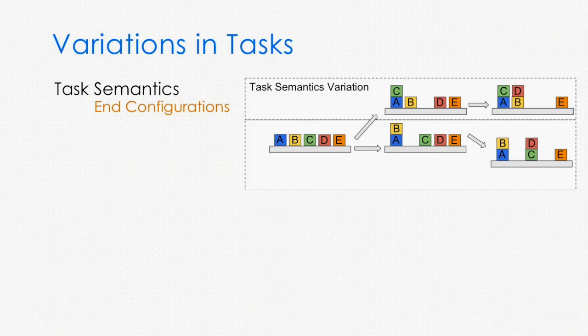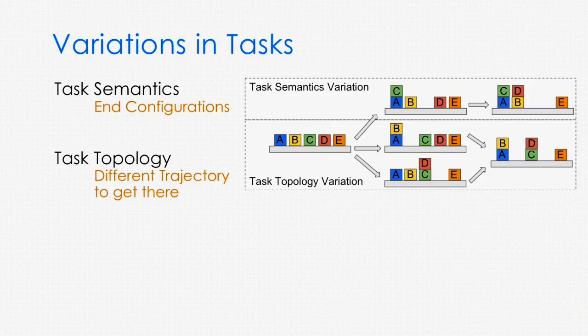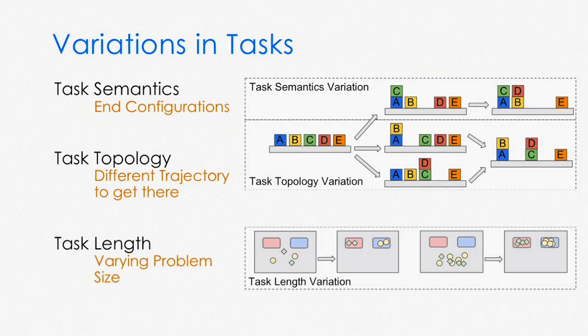NTP generalizes across tasks in three types of variation: task semantics, topology, and length. Tasks with different semantics will explicitly have a different goal. Tasks with different topology will have the same goal but have a different method of achieving that goal. Tasks with different length simply operate on more objects.